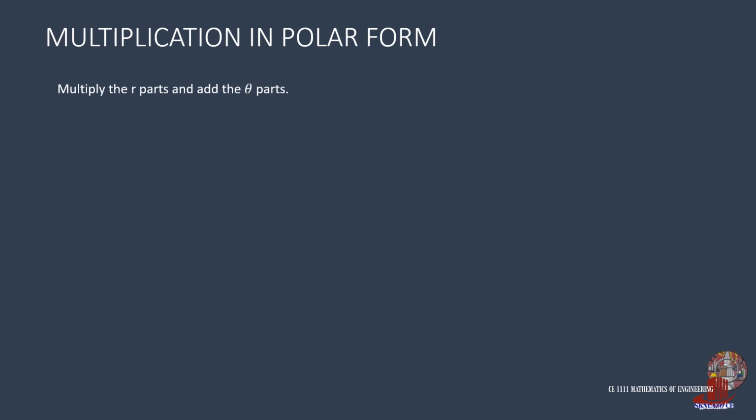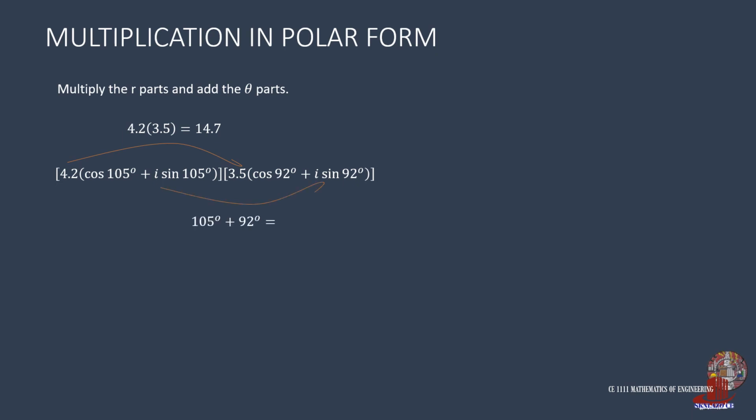and adding the arguments. For example, we multiply 4.2 cosine of 105 degrees plus i sine of 105 degrees with 3.5 times cosine of 92 degrees plus i sine of 92 degrees. First is to multiply r, which are 4.2 and 3.5. Then add the thetas 105 and 92. And the answer is 14.7 cosine of 197 degrees plus i sine of 197 degrees.